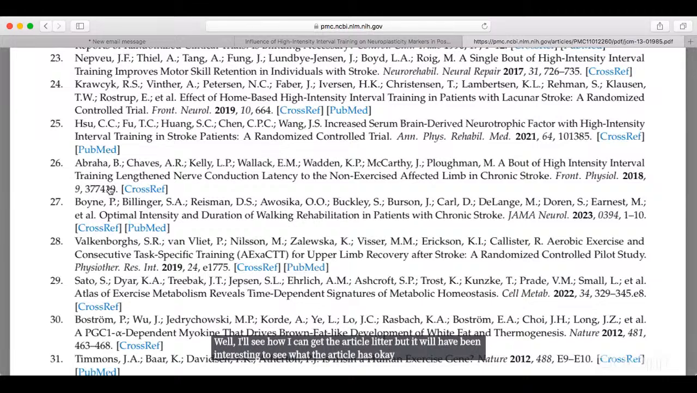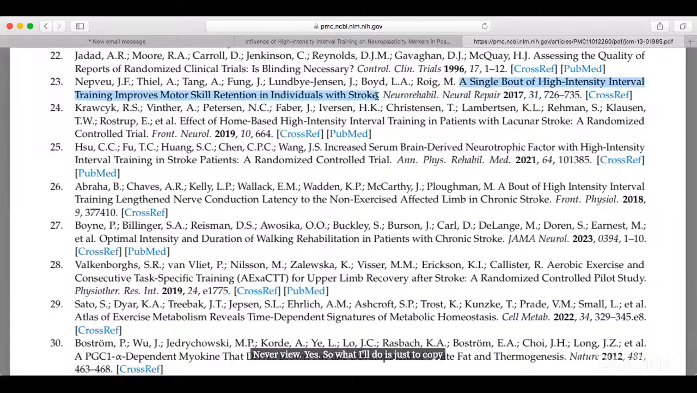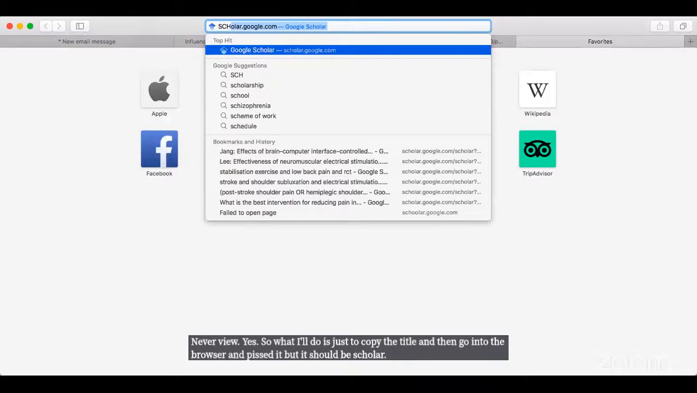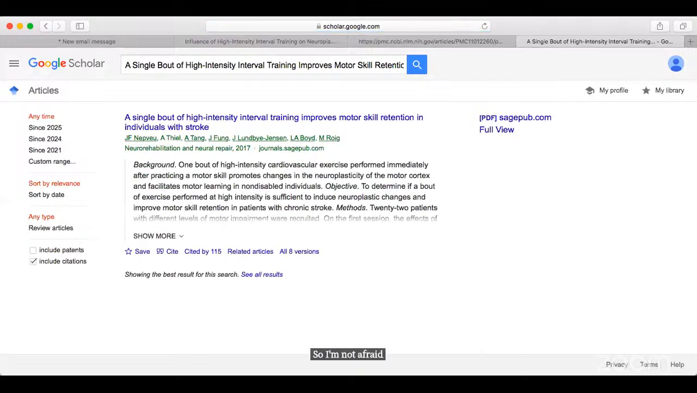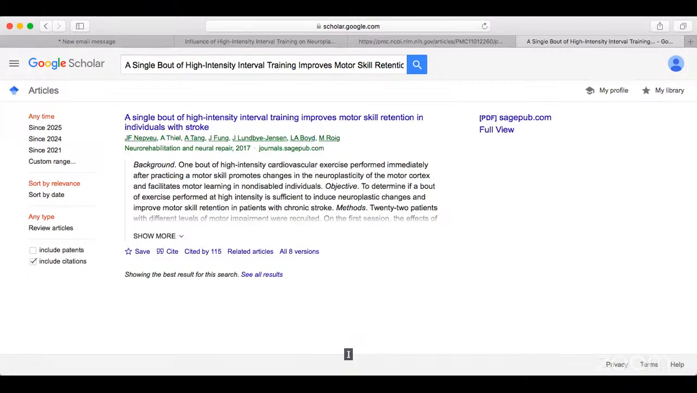I think it was 23. NevView, yes. So what I'll do is copy the title and then go into the browser and paste it. But it should be Google Scholar, scholar.google.com. Then I will paste it. I'm not afraid of Google Scholar now, because where I got information about the article is an acceptable database. I got it from PubMed. Now it is just to search it. The fastest way is Google Scholar.